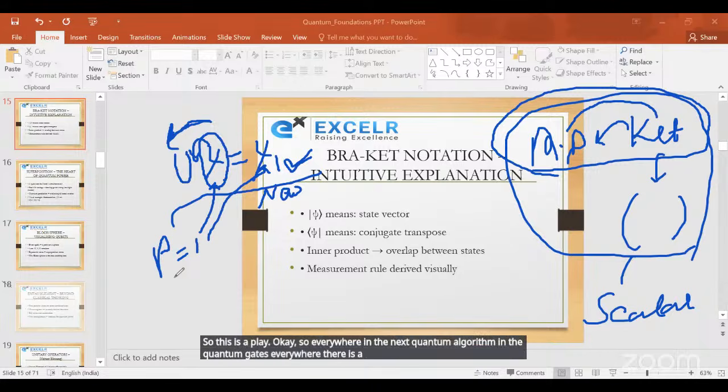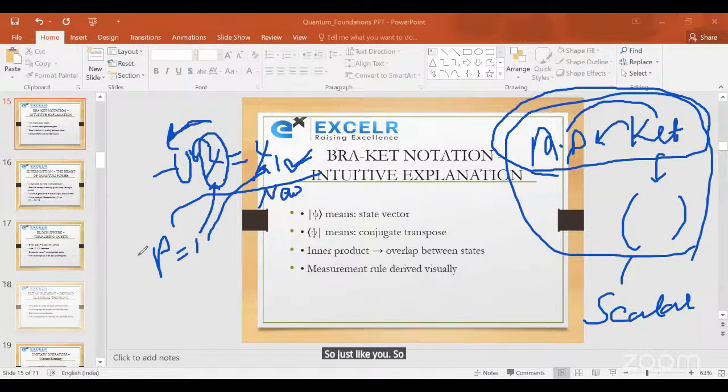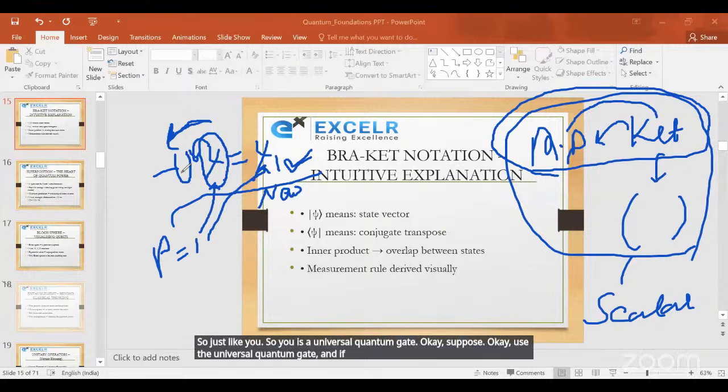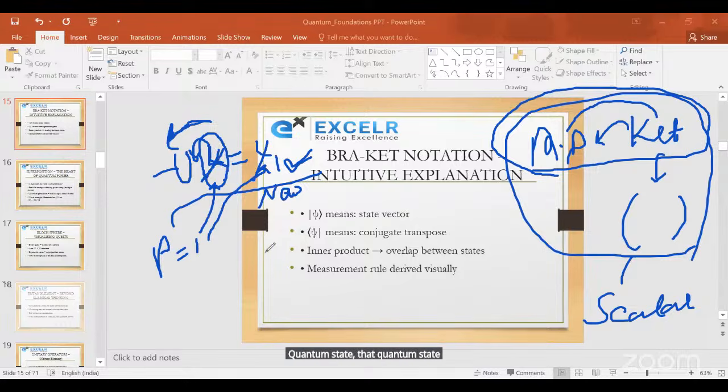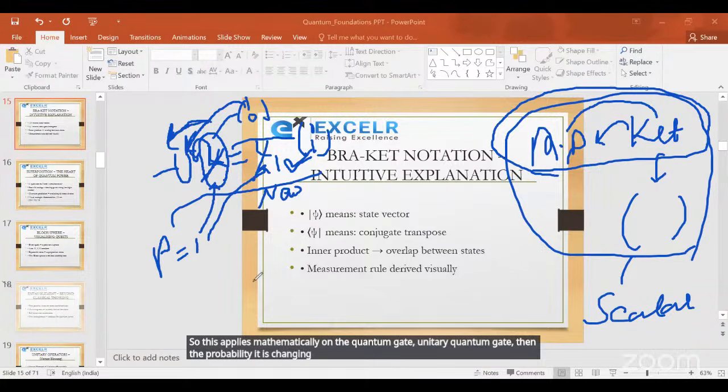Because quantum gates are nothing but operators, just like U. U is a universal quantum gate, suppose. If this quantum gate is applied on some quantum state, that state may be 1, 0 or 0, 1 as a column vector. So if this is applied mathematically through a unitary quantum gate, then the probability changes to the new system.